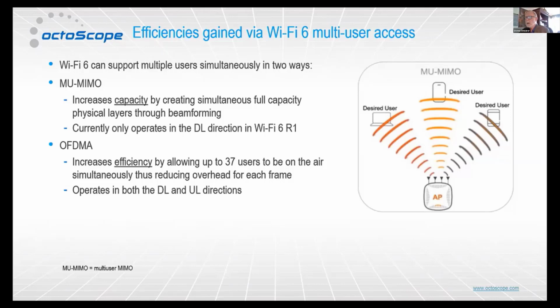OFDMA increases efficiency by allowing up to 37 users to be on the air simultaneously. And this has a huge benefit in reducing overhead for each frame. We'll take a look at that in a little bit more detail later on. OFDMA works in both the downlink and the uplink directions. So it's pretty much fully fledged in R1.